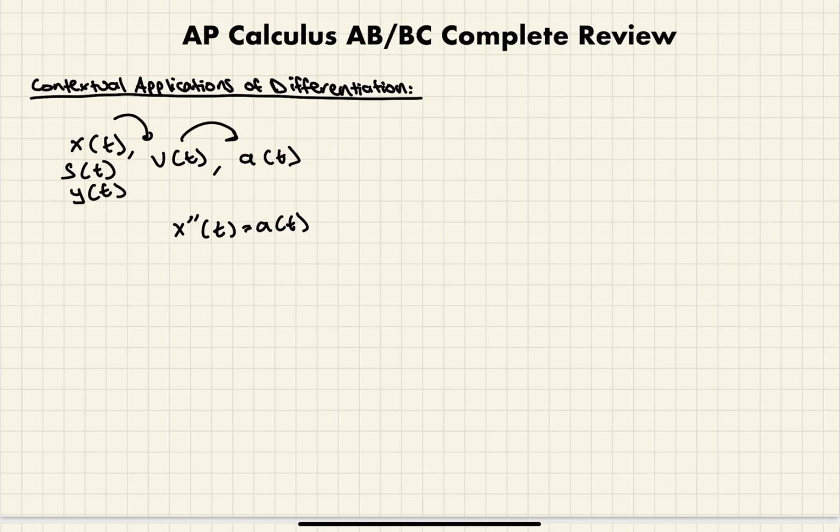Okay, moving on to something a little more complicated, related rates. That's when there are multiple different rates, multiple different quantities that are all changing in relation to one another. And there's an entire process you can do, but I feel like the best way to explain is an example.